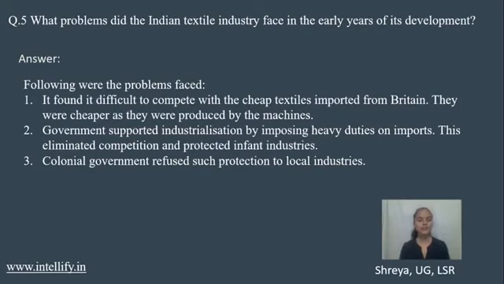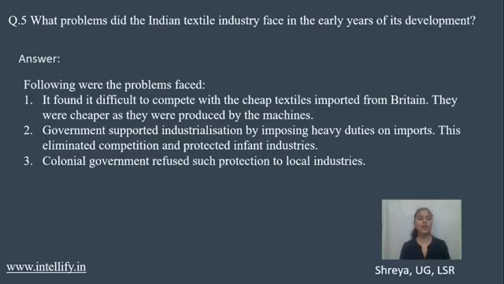Second, the government supported industrialization by imposing heavy duties on imports. If the Indian textile industry had to export, they had to pay a very high duty. Also, the industries in other countries were provided protection by the government of that country. So, the Indian textile industry could not compete with the other industries. What we see is that the Indian textile industry could not export because of these high duties imposed on it. This eliminated competition.